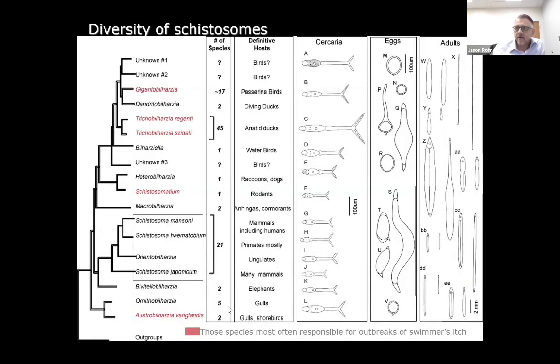This is the diversity of the schistosomes. The ones in red here are the ones that cause swimmer's itch, and the ones in the box here are the ones that cause human schistosomiasis that I'll get to. So this provides you with a sense of the definitive hosts. There's a variety of definitive hosts of different schistosomes, the different cercariae, eggs, and adults. So you can see they have quite a diversity of morphology in the different stages.